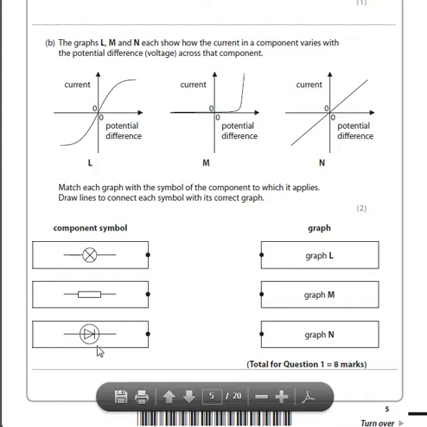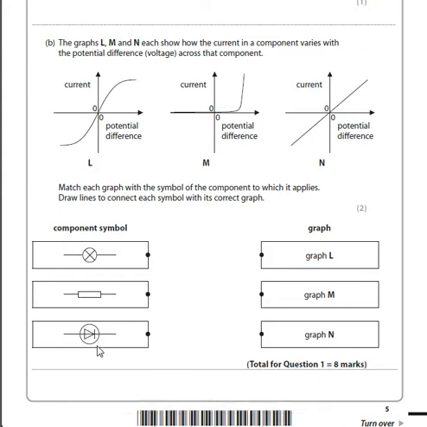And then finally, we need to know that a diode does not allow current to pass through in one direction, so the negative direction if you like, but does allow current to pass through in the positive direction when we get above a certain voltage, and that's going to make that one M. So going down the list from top to bottom, the filament bulb is L, the resistor is graph N, the diode is graph M. And that completes question 1.